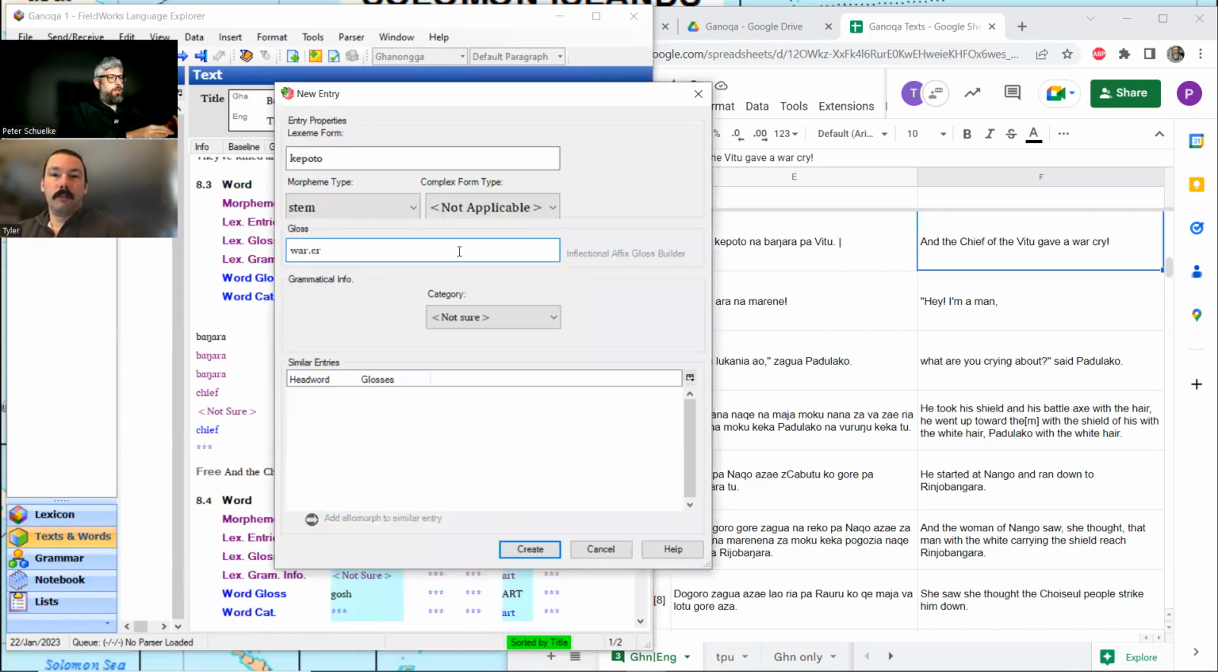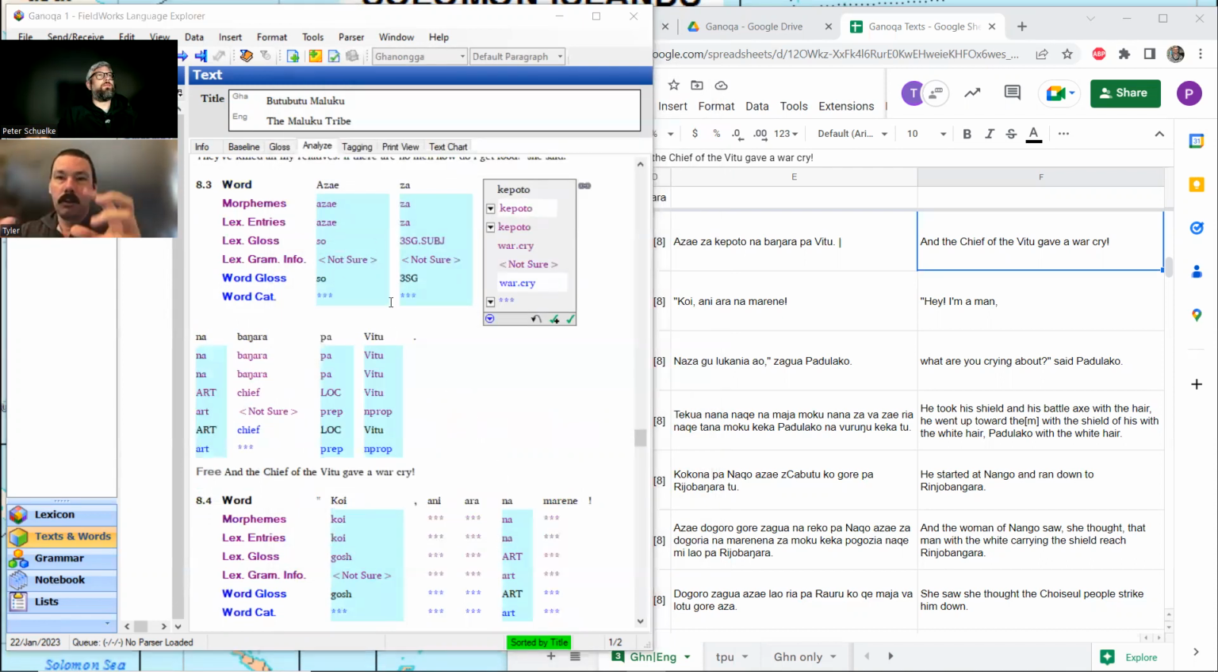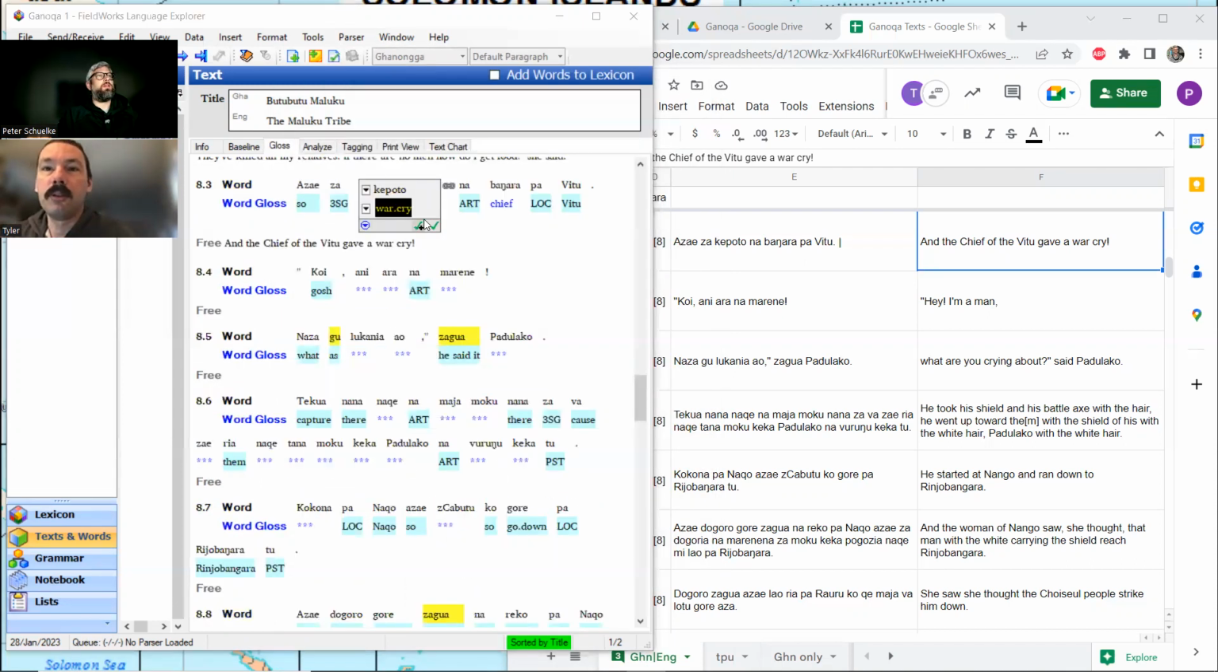War.cry. As a reminder, we put the dots between these words because it helps us know it's not two separate words. This is one meaning. When you see a printout, if we were ever to share this or print it, it's a good indication that multiple English words together give the meaning of a single word in the original.